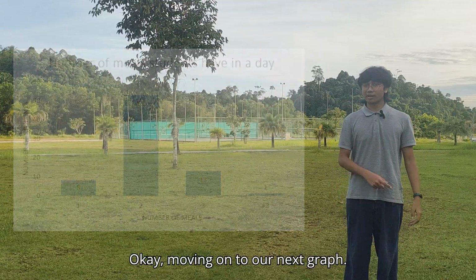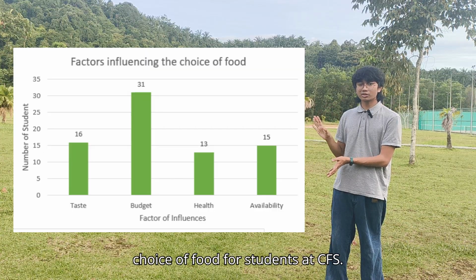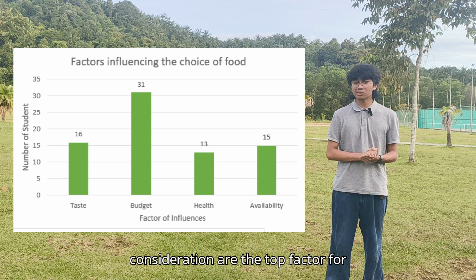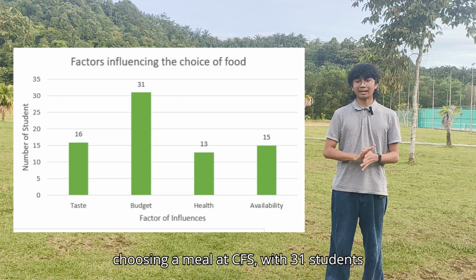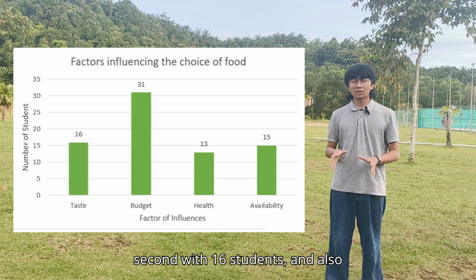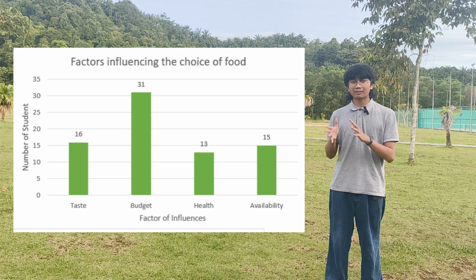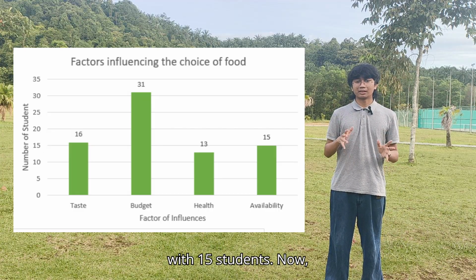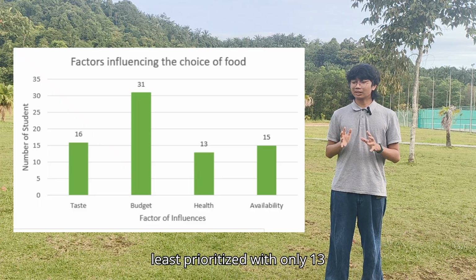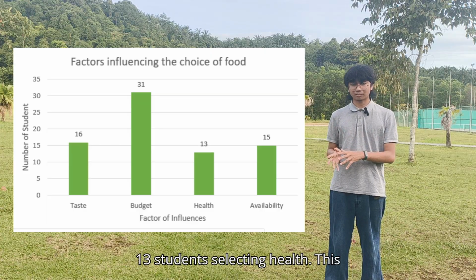Okay, moving on to our next graph. This bar chart here shows the factors that influence the choice of food for students at CFS. Now, our data shows that financial consideration is the top factor for choosing a meal at CFS, with 31 students picking budget, and taste coming second with 16 students, followed by availability with 15 students. Now, interestingly though, health is the least prioritized, with only 13 students selecting health.